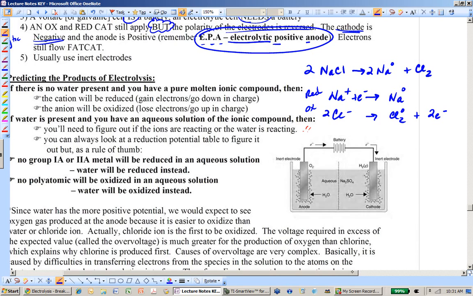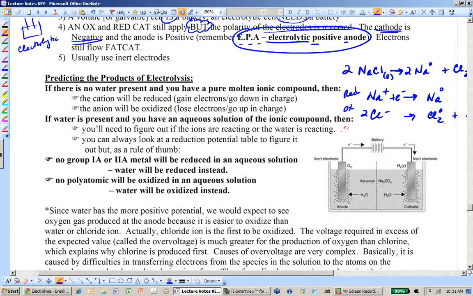So that's easy enough if this is just molten. So this would be in the liquid phase, not in the solid phase, obviously. Molten means melted. So the cation will be reduced and the anion will be oxidized, and that's the end of the story.